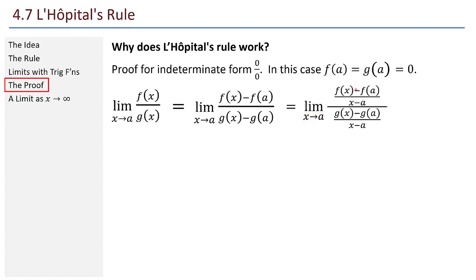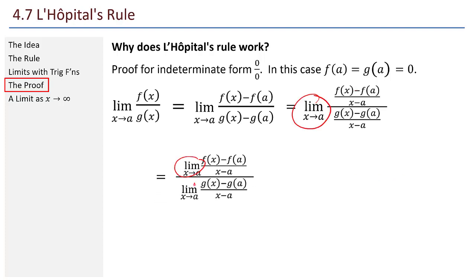So, okay, it looks like I'm making this problem a lot worse though, right? I'm going from something simple to something complicated. Well, let's take that limit and put it above and below, because the limit of a quotient is the quotient of the limits. All right. Well, do you recognize something now? What does that top look like? What does that denominator look like? Maybe the derivative of f evaluated at a and the derivative of g evaluated at a.